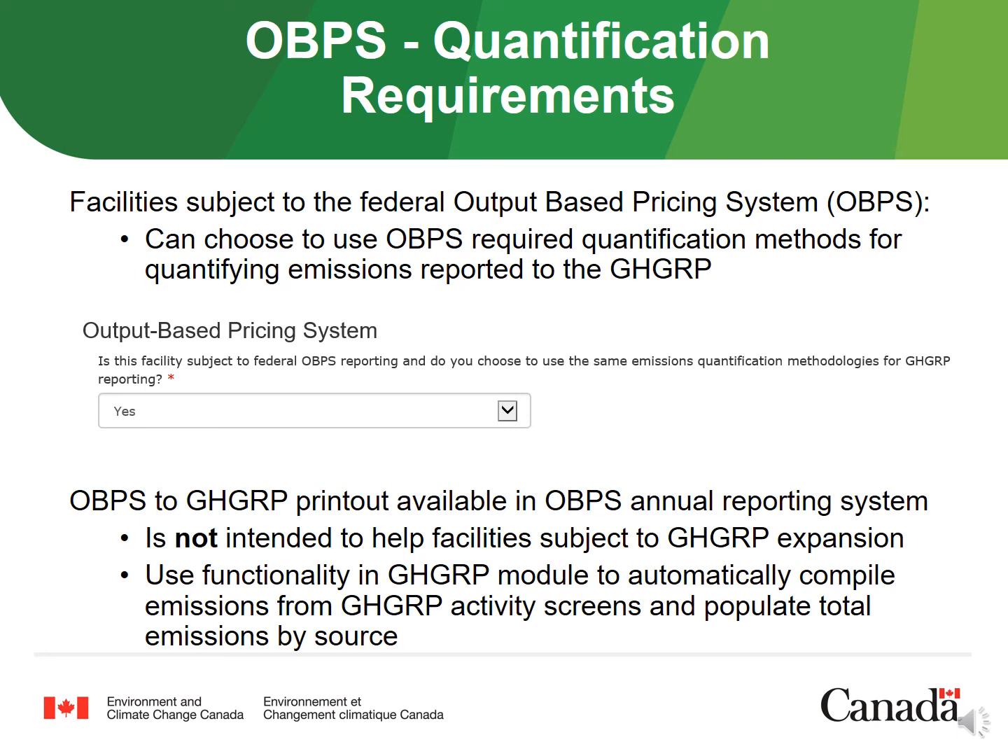Further, in the OBPS reporting system, there is a function provided that will generate an OBPS to GHGRP printout based on the emissions you are reporting in the annual OBPS report. This is not intended for facilities that are subject to expanded GHGRP requirements. In the GHGRP report, after reporting the detailed information for each applicable activity, there is a function that automatically populates the total emissions categories based on the previous emissions information provided. Therefore, there is no need to use the printout.